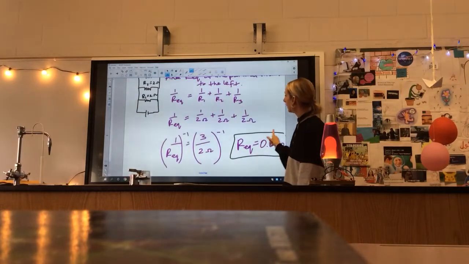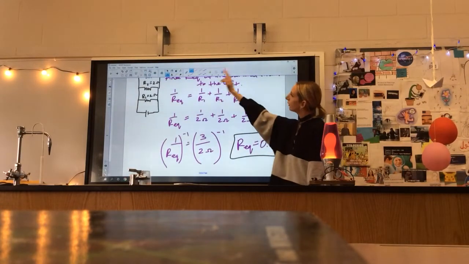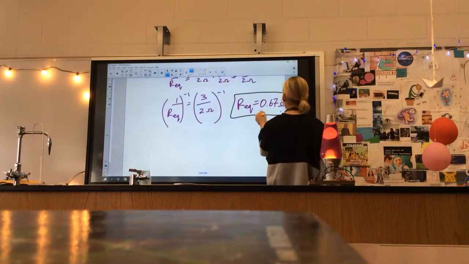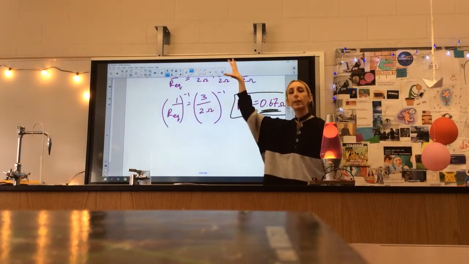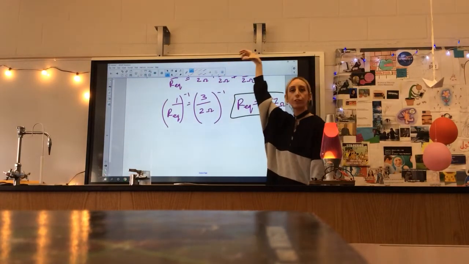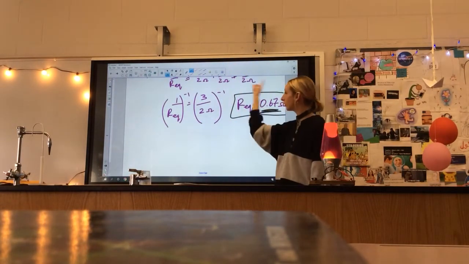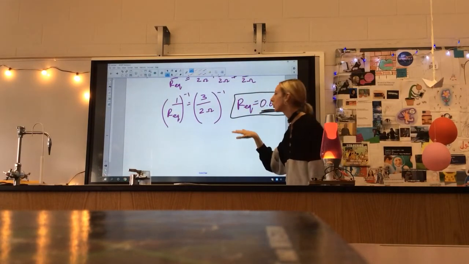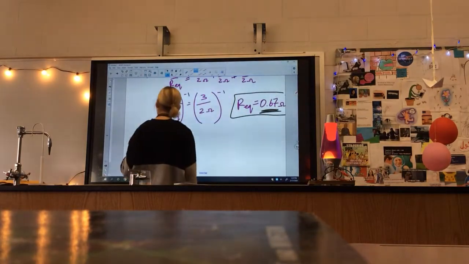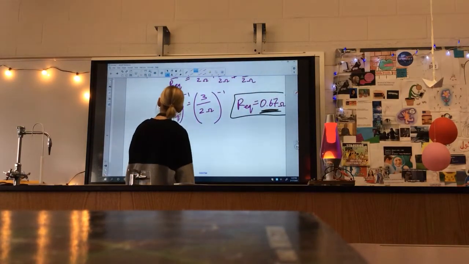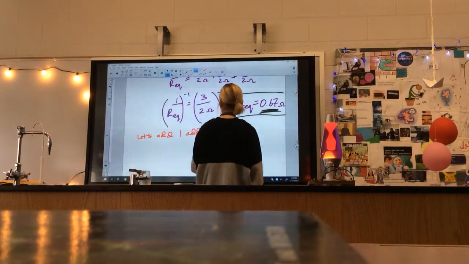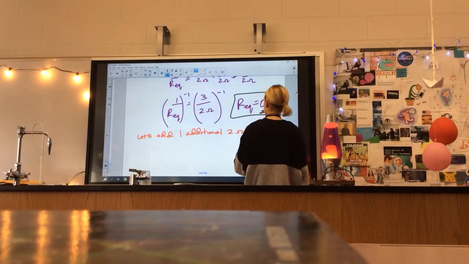Let's pretend we added in a 4th resistor. So add another 2 ohm resistor in. I want to see, is this number going to get bigger or smaller? Well, again, in parallel circuits, the more resistors I add, the smaller my total resistance should get. So we should expect this number to get even smaller. So let's add one additional resistor, one additional 2 ohm resistor, in parallel.